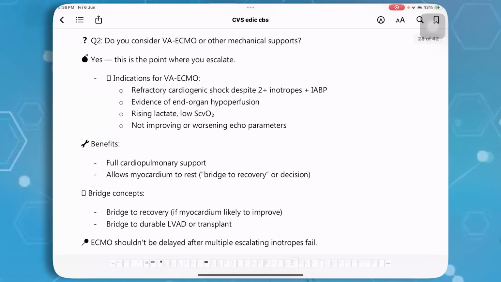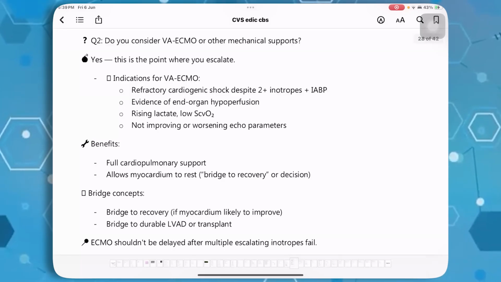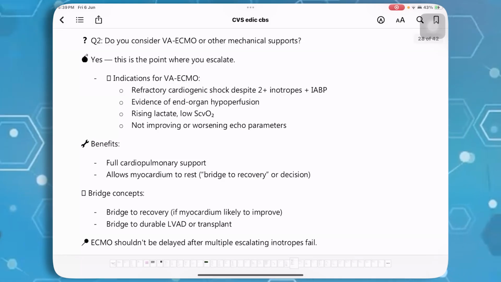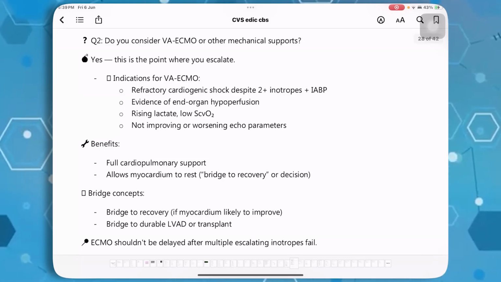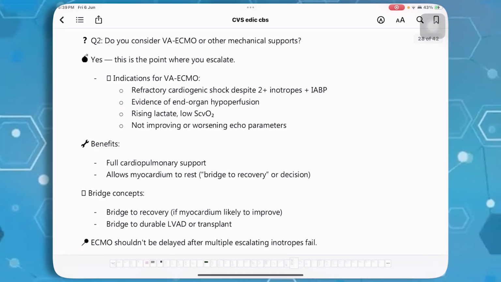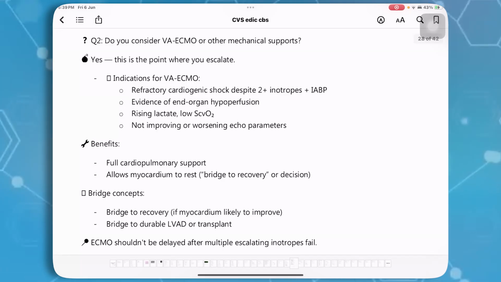Not improving or worsening. Can anybody tell me why mixed venous or central venous oxygen saturation is low in a patient of cardiogenic shock? Quickly. Utilization of the blood by the brain will lead to the decrease of the mixed venous saturation.